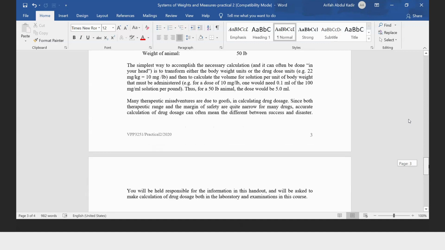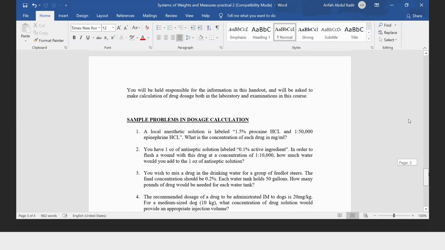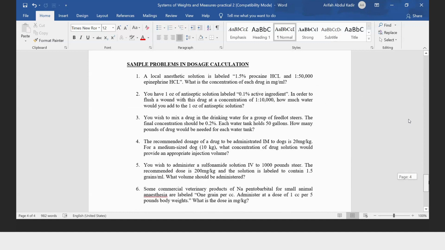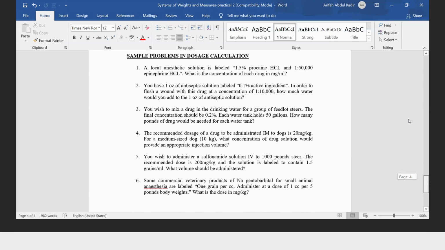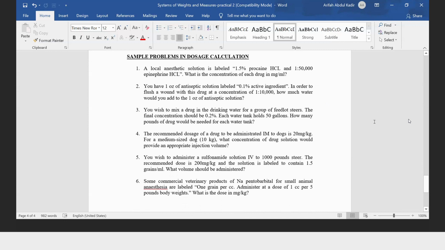The others are just notes. Okay, we look at the next page. You'll be asked to calculate the drug doses in the lab and examination in this course. Also, later on it is very important for your clinical years. So here are a sample of problems.